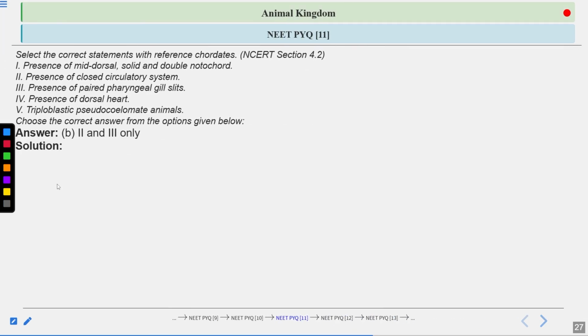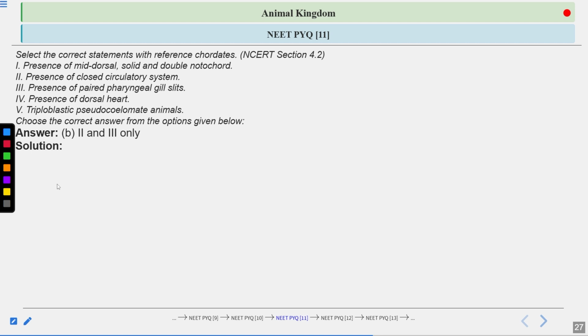So this was our question. Select the correct statement with reference to the chordates. The correct answer is option B, second and third only. Statement one, presence of mid-dorsal solid and double notochord. Double notochord is not present, so this is incorrect.